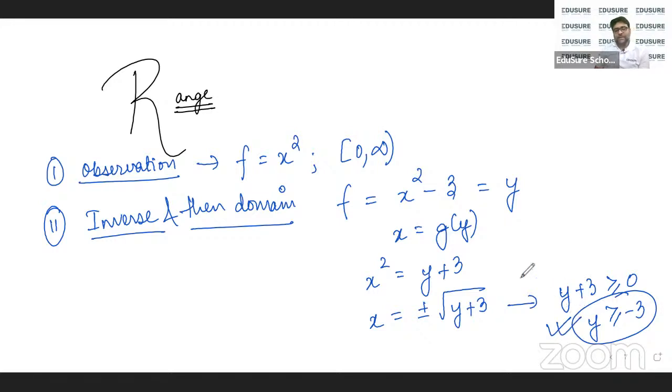This is the other way, wherein I find out the inverse of a function. What is the inverse of a function? Inverse of a function is basically to find out x in terms of y, which is basically f inverse of y, and then find out the domain. So I have y in terms of x, find out x in terms of y, and then find out the domain of that function. That will give me the range. Last but not the least, the quadratic approach.